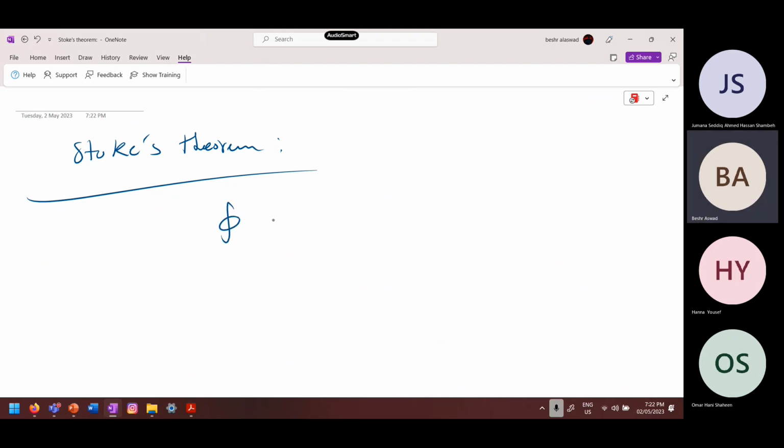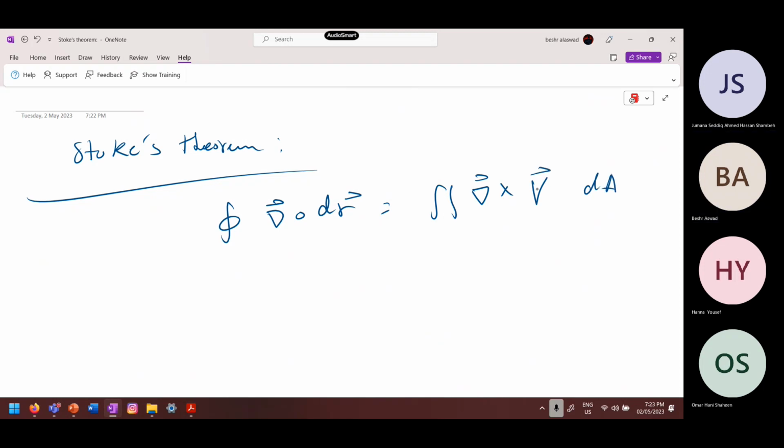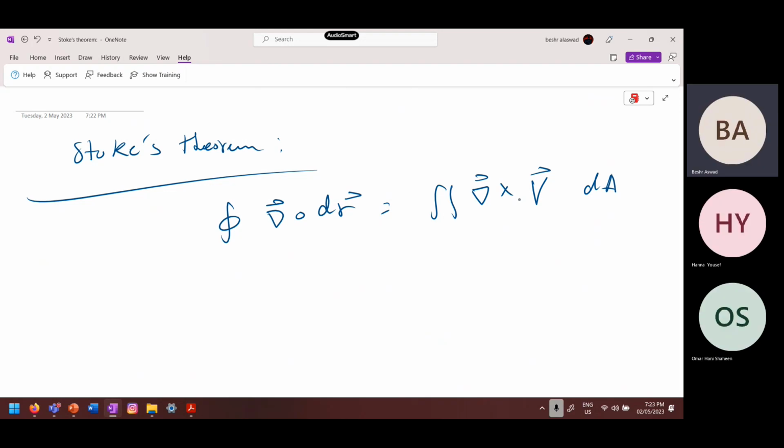Stokes' theorem is basically the line integration of the vector field dot product with the displacement, I think. I'm not sure what this is. Okay. And it's also the double integration of the curl cross multiplied with the vector dA. Okay. Yes.